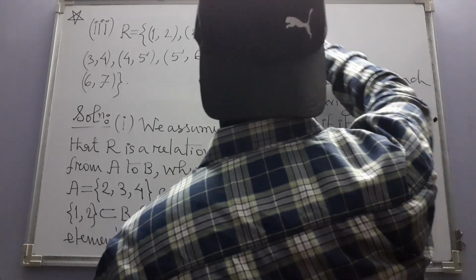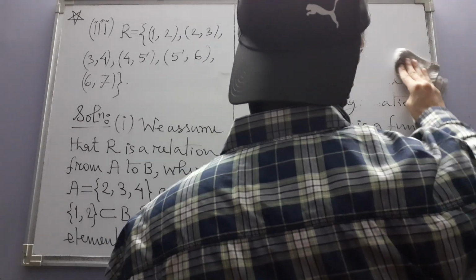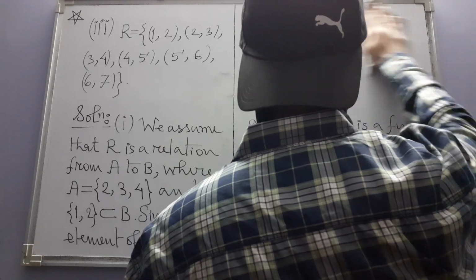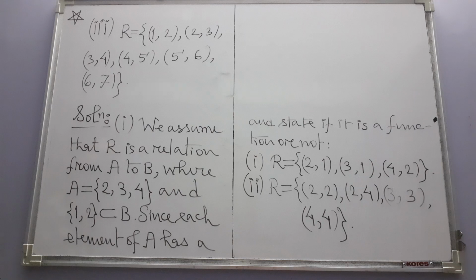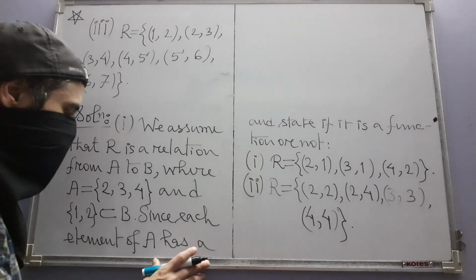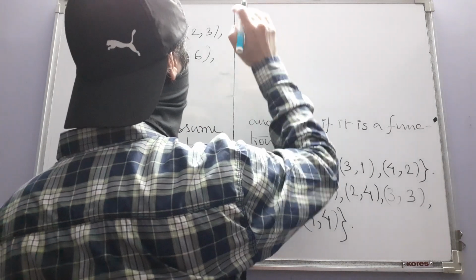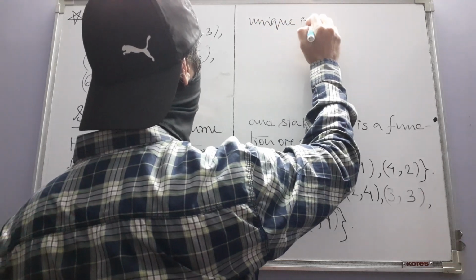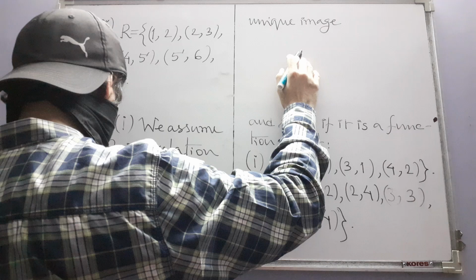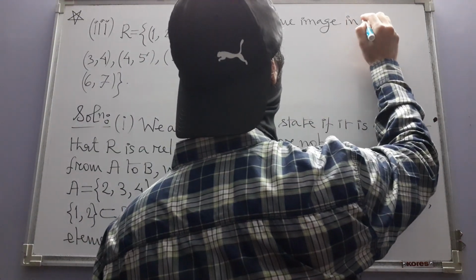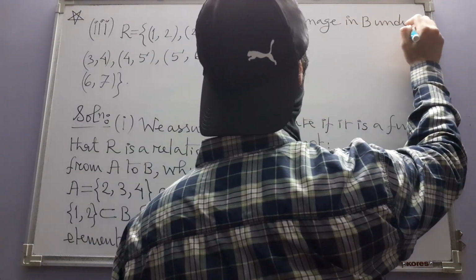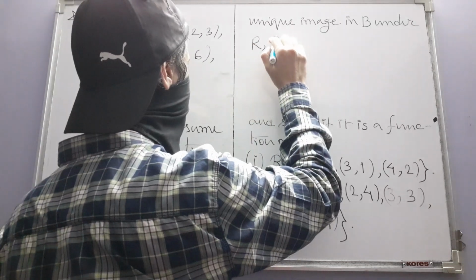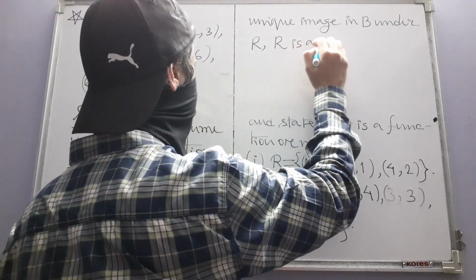I don't really know who is writing these books, whether they really don't know these things properly or they are careless, I don't know. Each element of A has a unique image in B under R. R is a function.